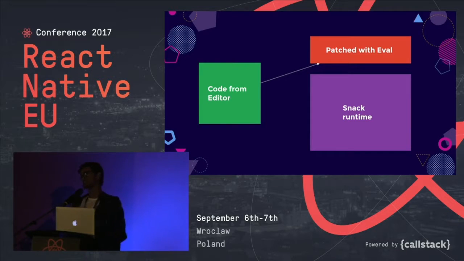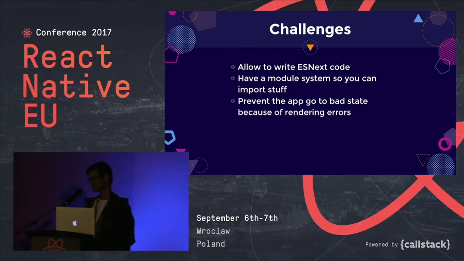So there are some challenges with this approach. First thing is, in React Native, you are used to writing ES next code, right? You use Babel preset stage 3, or you use Flow types. And you should be able to write the same code in Snack, but eval won't support that because eval only supports what is supported in the engine. And the engine used in React Native is JavaScriptCore, and it's a very old version, and it does not support a lot of stuff. So we need to transpile it before evaling.